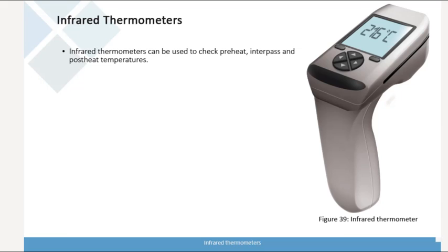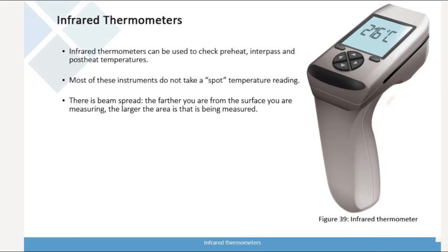Infrared thermometers can be used to check preheat, interpass and post-heat temperatures. Most of these instruments do not take a spot temperature reading. There is beam spread. The farther you are from the surface you are measuring, the larger the area is that is being measured. Read and follow the manufacturer's operating manual so you get accurate temperature measurements.